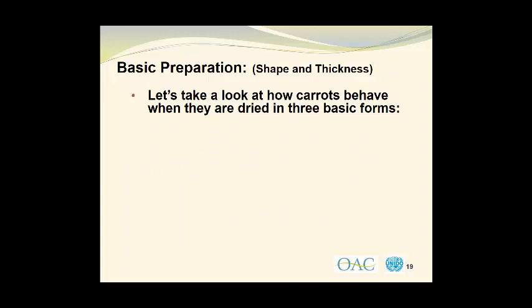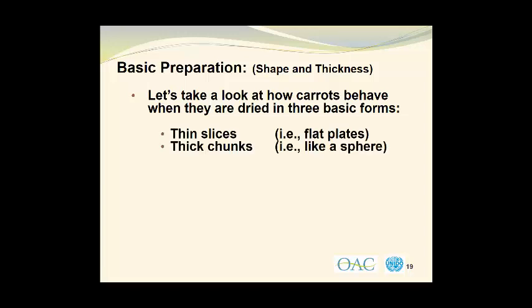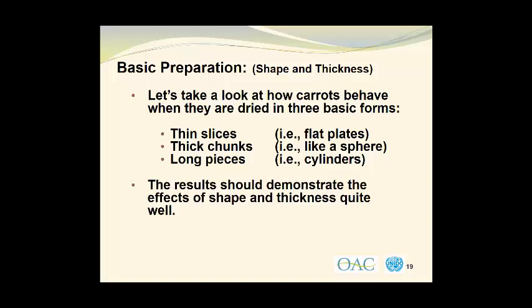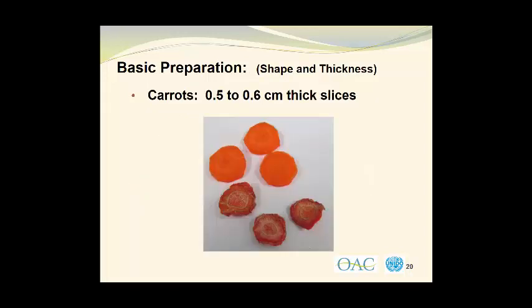Let's take a look then at how carrots behave when they are dried in three basic forms. We'll look at thin slices or flat plates, thick chunks which may approximate spheres, and finally long pieces which are like cylinders. The results should demonstrate the effects of shape and thickness quite well.